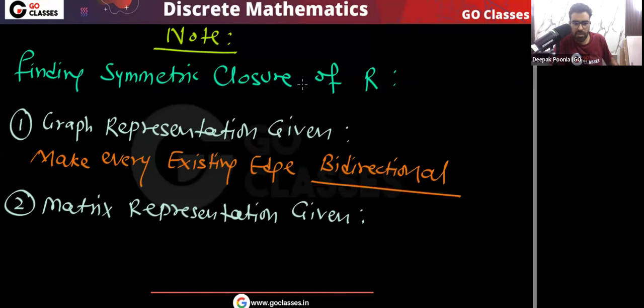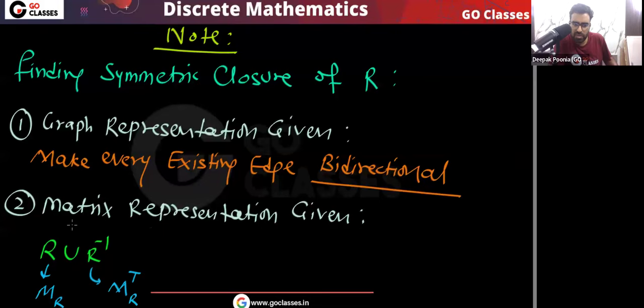What about if matrix representation is given? Then what do I need to do? If matrix representation is given, you already know that I need to do R union R inverse. And if R is represented by matrix M, then R inverse will be represented by which matrix? That will be the transpose. Yes or no? If I take the transpose of the matrix representation of R, I will get the matrix representation of R inverse.